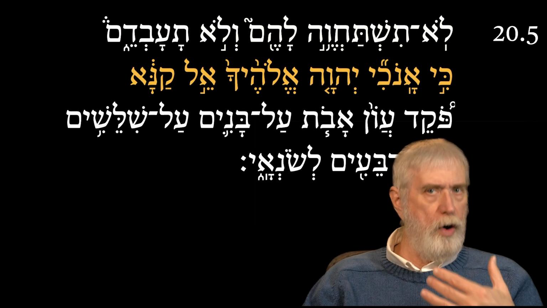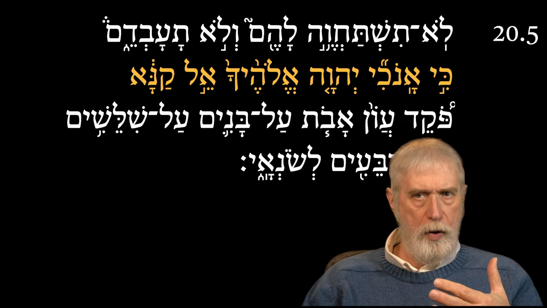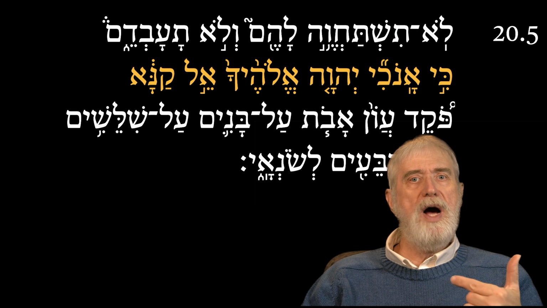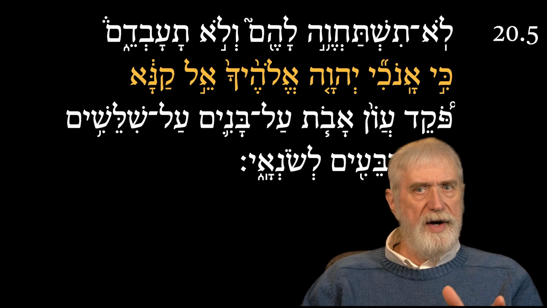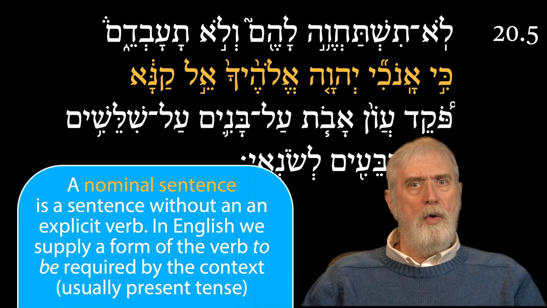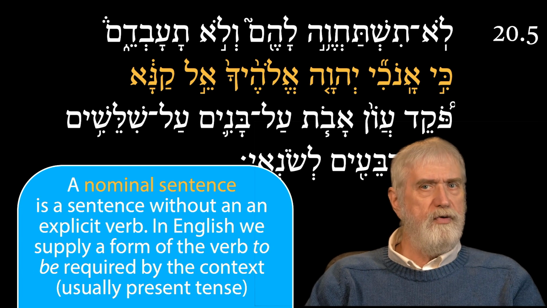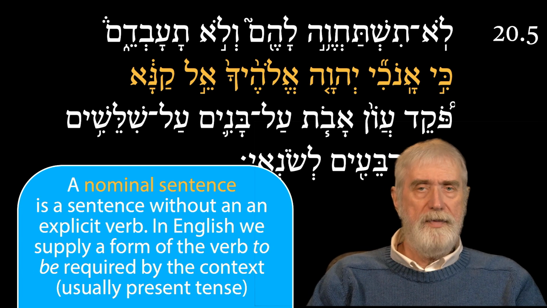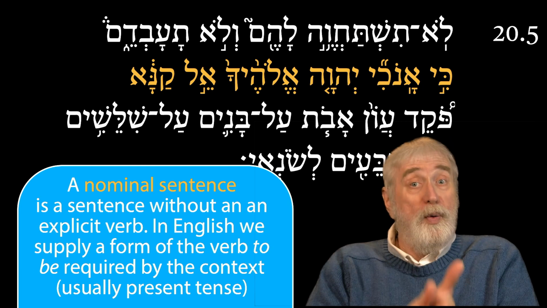The next clause provides the reason that we should worship Yahweh only. Ki anoki Yahweh Eloheka El Kana. This is a nominal sentence, a sentence without a verb. When we have a nominal sentence in Hebrew, we have to supply some form of the verb to be. Usually it's the present tense. But the question is where to insert it.